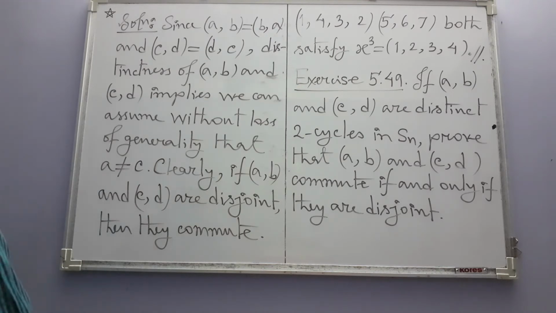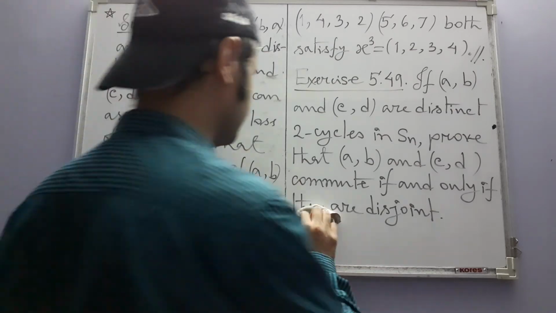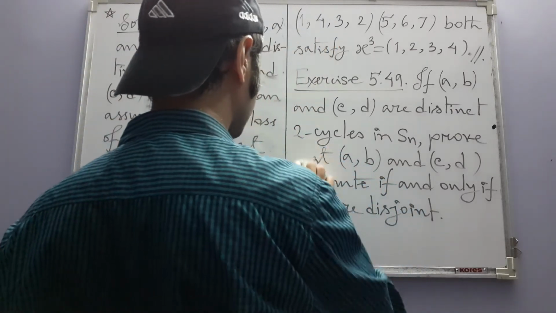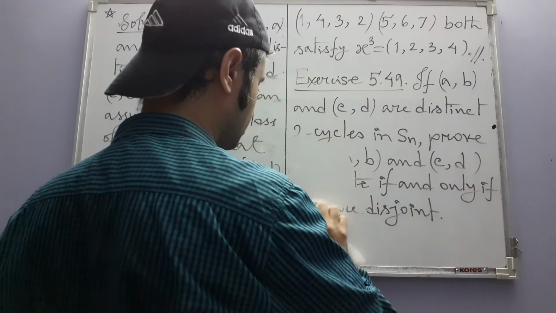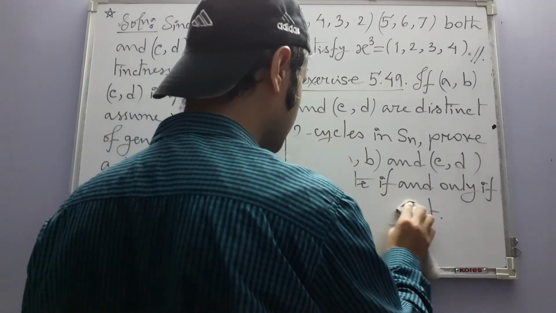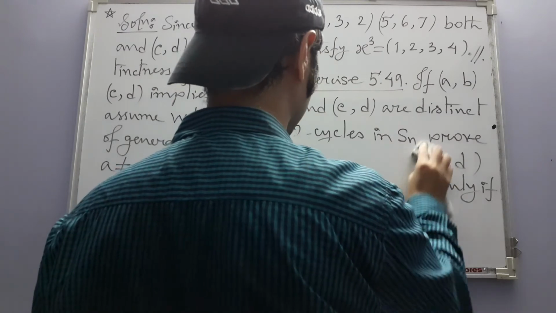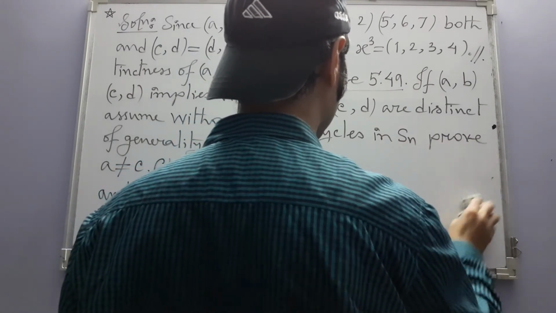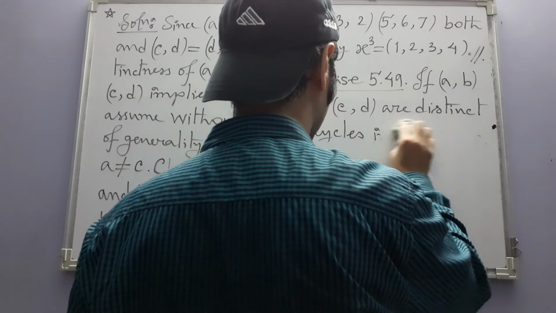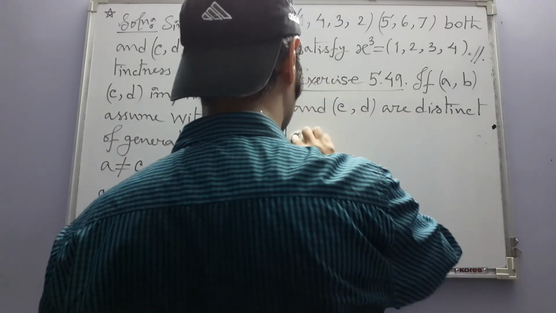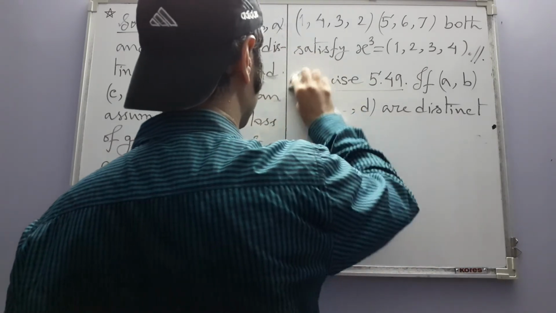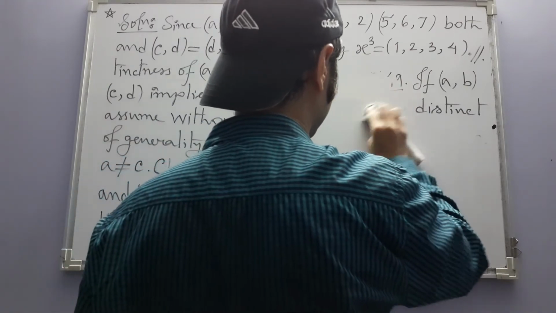And now the converse. That is, if they commute, then they must be disjoint. However, we will not prove the converse itself, but rather its contrapositive. That is, if they are not disjoint, then they do not commute. That's what we are going to show, because it's easier to show that.